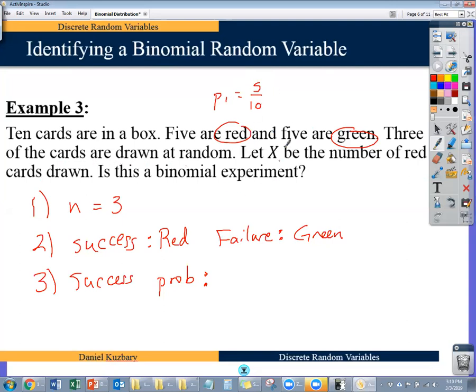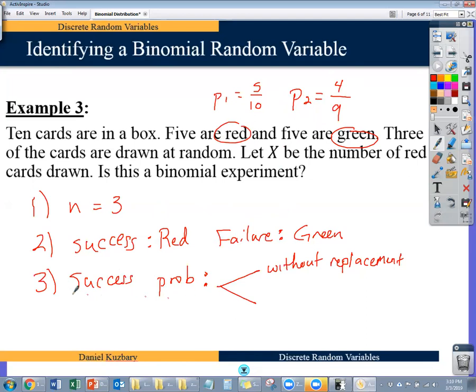What's not clear in this problem is if I'm putting the red card back or not. So let's assume that I don't put the red card back. So I'll do it without replacement. Then I've only got 4 red cards in there and 5 green cards. My chance of drawing a second red card is going to be 4 out of 9 because there's only 4 red cards left and 9 cards left total. And you see how these aren't the same. And if they're not the same, I don't have a binomial experiment.